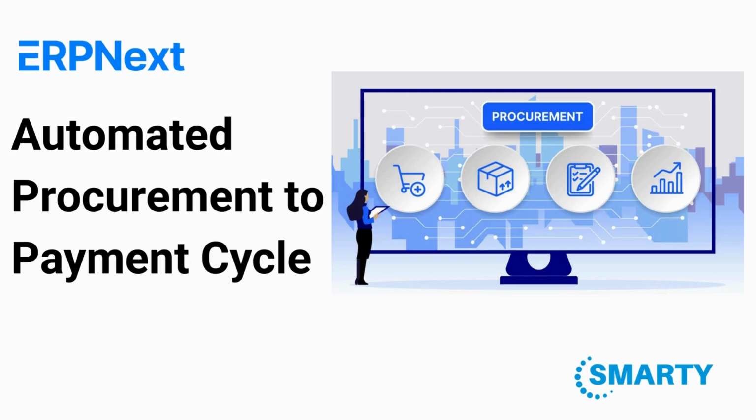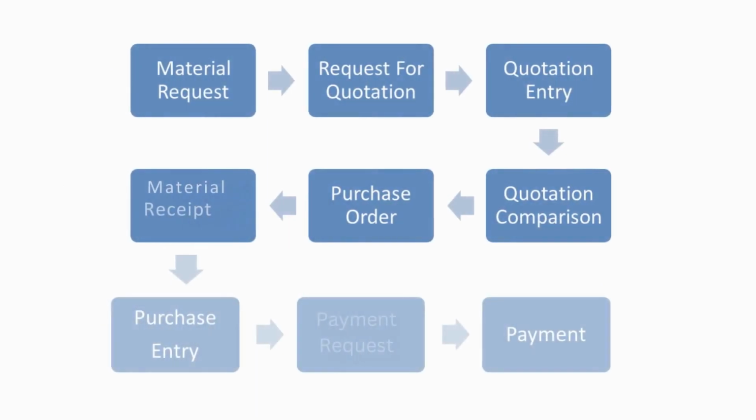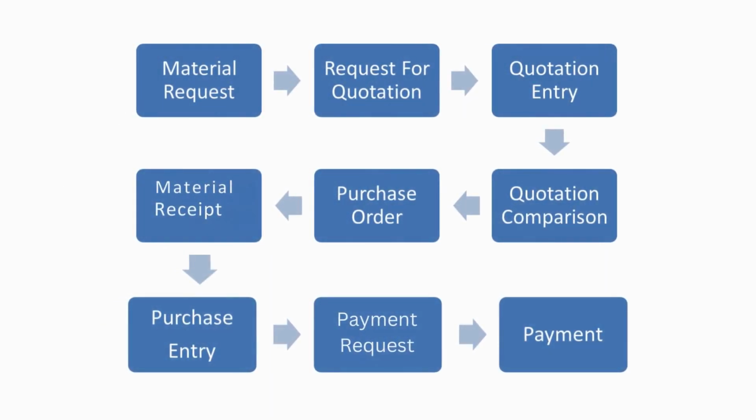ERPNext provides you the automated procurement to payment cycle. The procurement process follows these steps. Material request. Start by identifying and requesting the materials needed. Request for quotation. Send out requests to suppliers for price quotes on the materials.